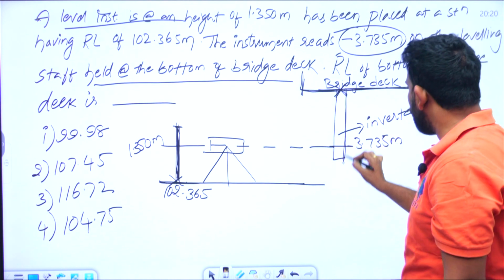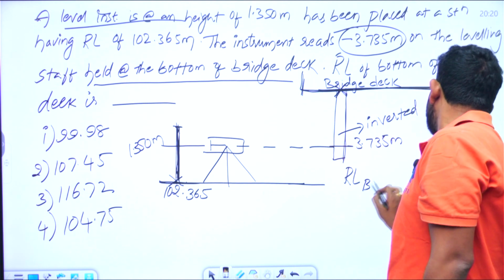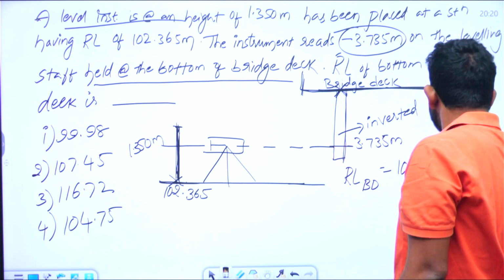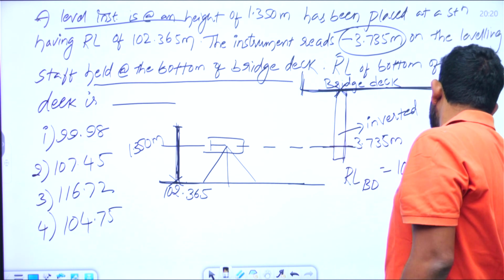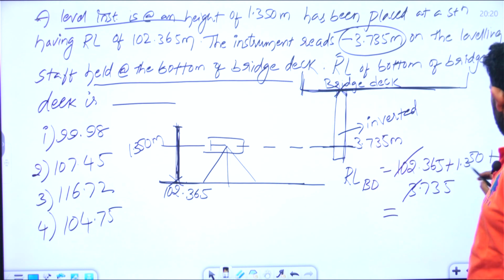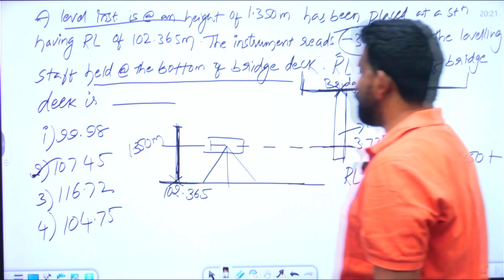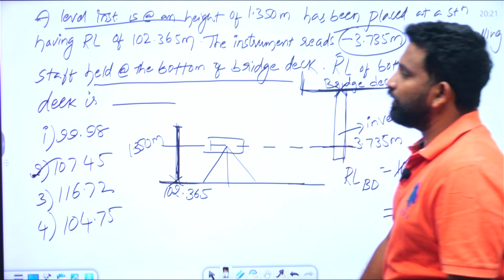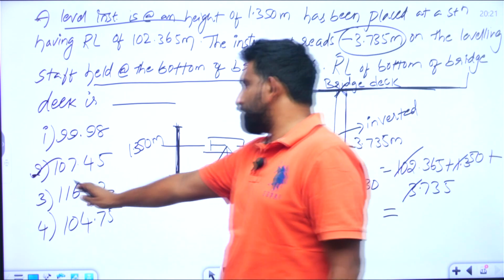Now I am supposed to find out the RL of the bottom of this bridge, which is very easy and very clear. RL of bottom of bridge deck is equal to RL of the benchmark, which comes out to be 102.365, plus 1.350. So I have reached up to here, plus 0.735 will be the answer. The answer comes out to be 107.45. So easily 107.45. There is no nearer option, so we will go with this answer.